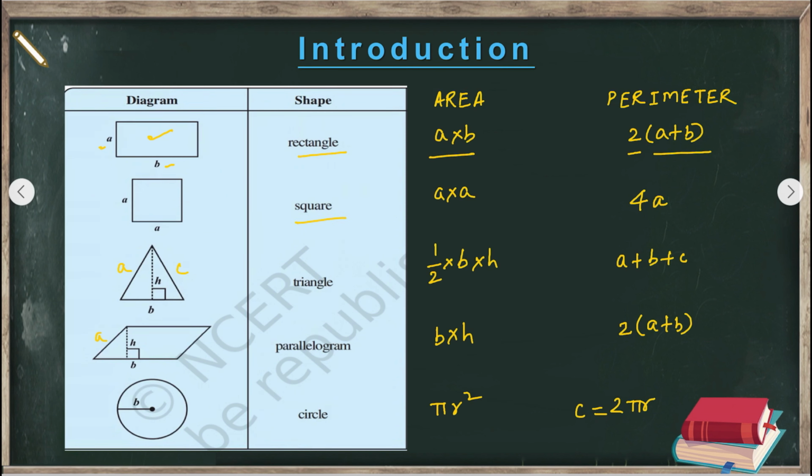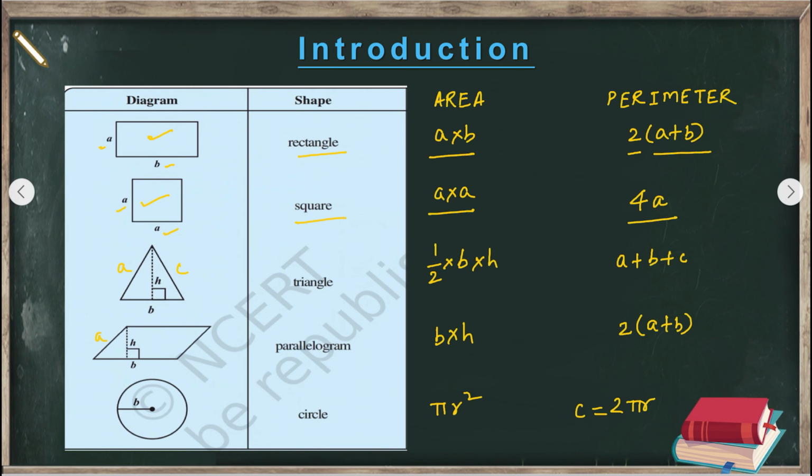Second is the square. This is the figure of a square having all four sides of equal measure, that is A and A. Then the area of a square is given by side into side, that is A into A, while the perimeter of a square is 4 times the side, that is 4A.